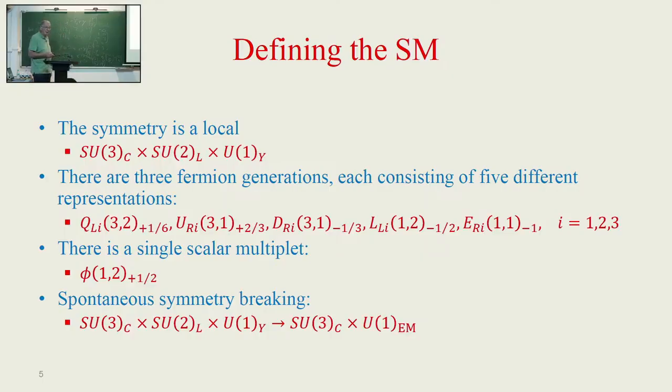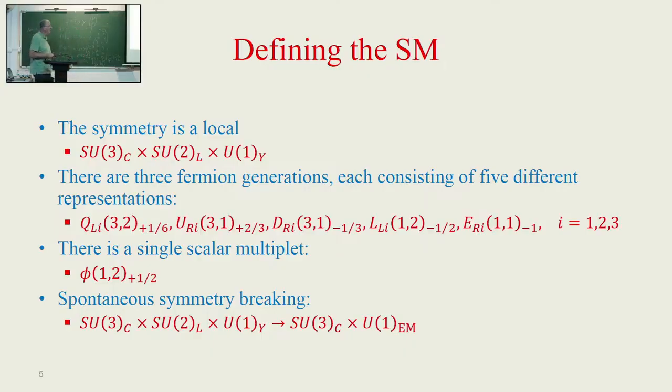So under SU3 color, we have in the fermions either triplets or singlets. The triplets we called quarks. The singlet we called leptons. So that's the names of these two. And those CP conjugates will be antiquarks and antileptons.